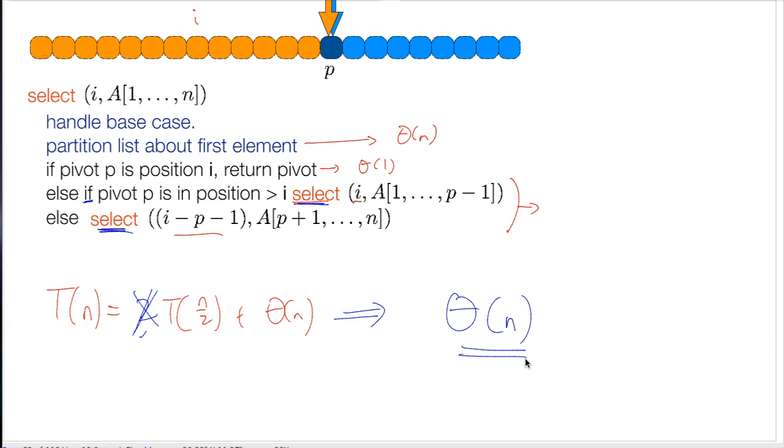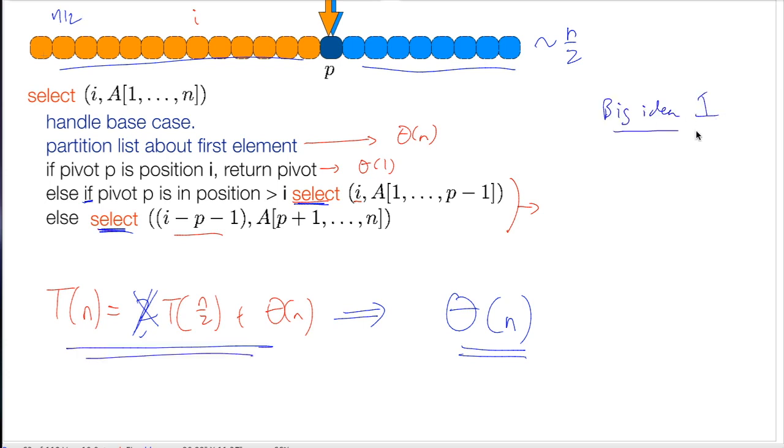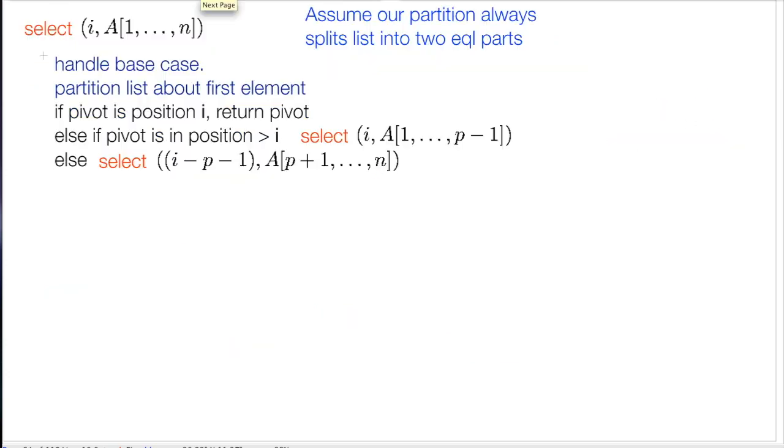The first step was to make this observation that you could partition the list into 2 parts. And if this was roughly n over 2 and this was roughly n over 2, then instead of sorting, you would just recursively partition in the part that you cared about. Now comes the complication. We assumed that our partition is always in 2 equal parts.